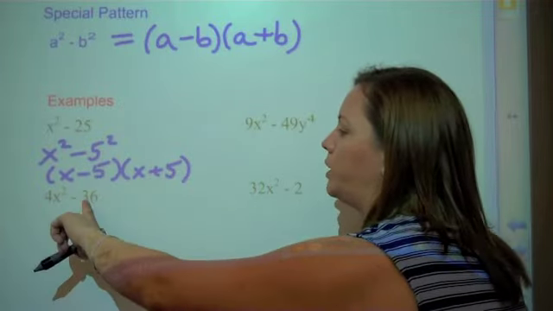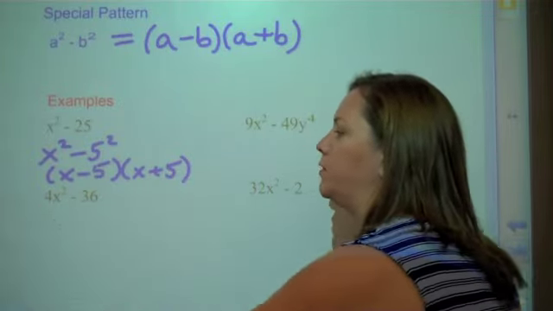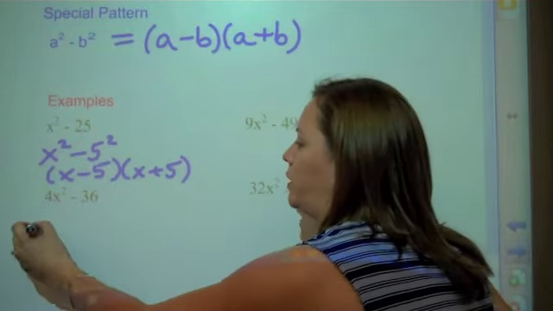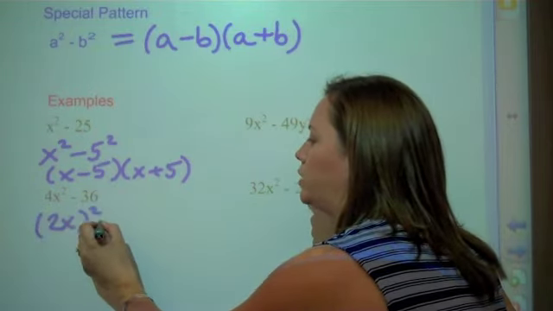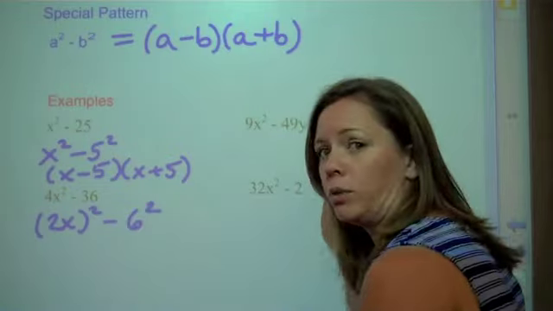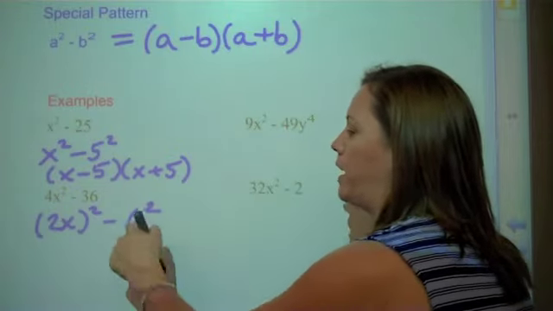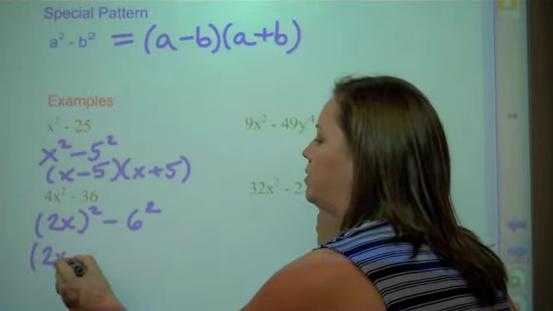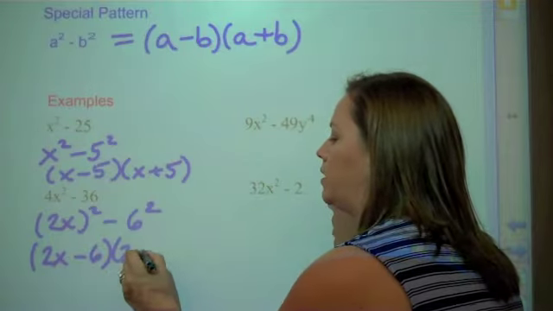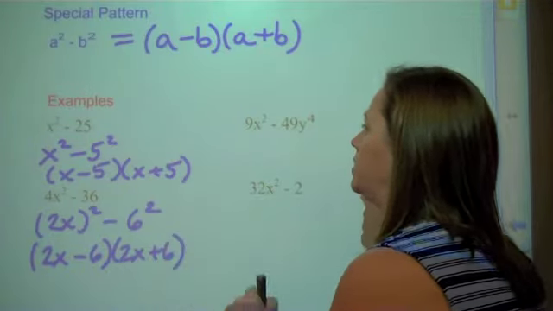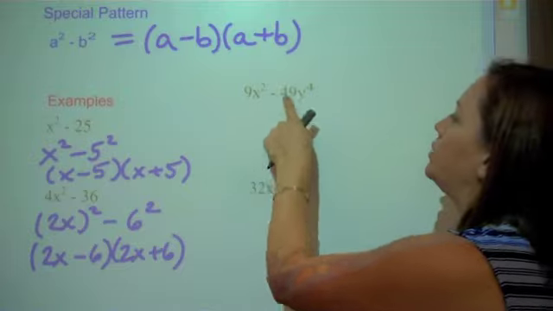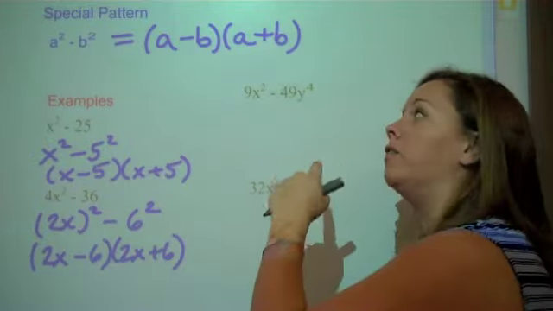Here we have 4x squared minus 36. 4 is a perfect square, 36 is a perfect square. So I could write that as 2x squared minus 6 squared. So 2x is like my a, 6 is like my b, so that's going to be 2x minus 6 times 2x plus 6. Here we have 9x squared minus 49y to the 4th.